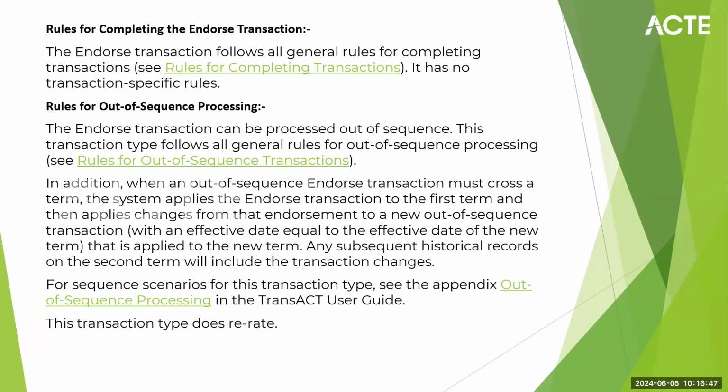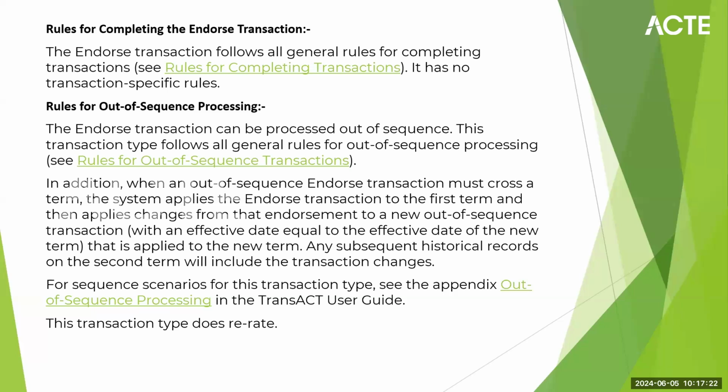Rules for out of sequence processing. The endorsement transaction can be processed out of sequence. The transaction type follows all general rules for the out of sequence processing. In addition, when an out of sequence endorsed transaction must cross a term, the system applies the endorsed transaction to the first term and then applies that endorsement to a new out of sequence transaction with an effective date equal to the effective date of the new term. That is applied to the new term. Any subsequent historical records on the second term will include the transaction changes.